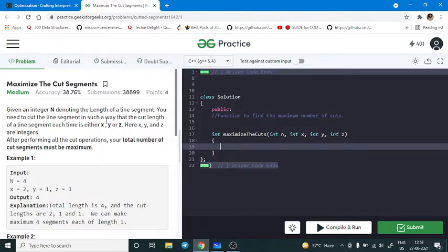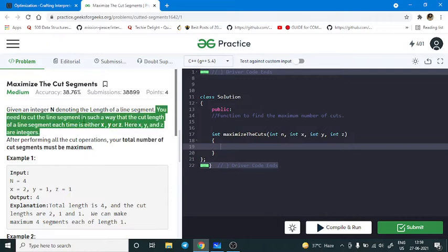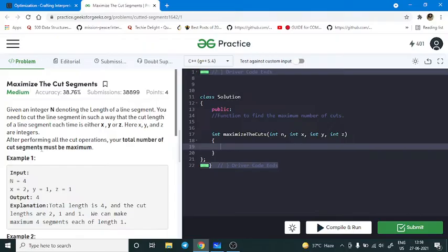So now the line segment is of length n, and we have to cut this line segment such that each cut can be of size or length x, y, or z, right? And here x, y, z are integers, correct? So we'll see how we'll be cutting this line segment with the help of these x, y, z for each test case, right?